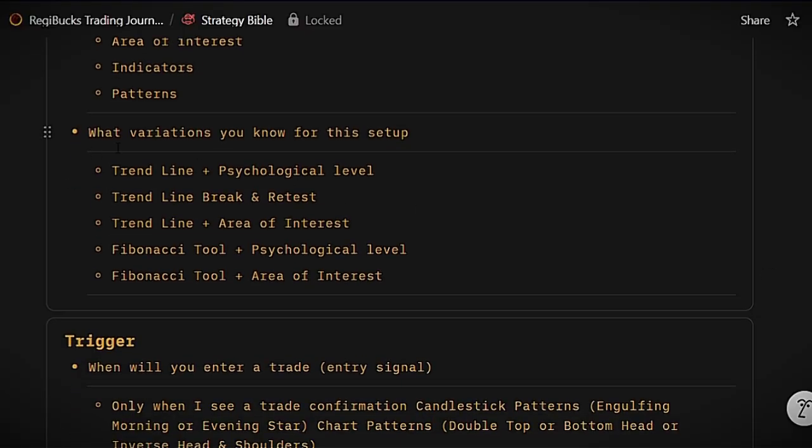Now, what variations do you know for the setup? These are what I must see before I can take the trade. Trend line plus psychological level, that one works. Trend line break and retest, that also works. Trend line plus area of interest, that also works. Fibonacci plus psychological level works too. And Fibonacci plus area of interest works too. So as you can see, I'm only using trend lines, Fibonacci levels, psychological levels, and areas of interest. That's what I mostly use.